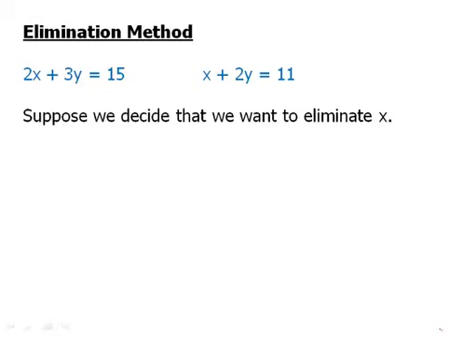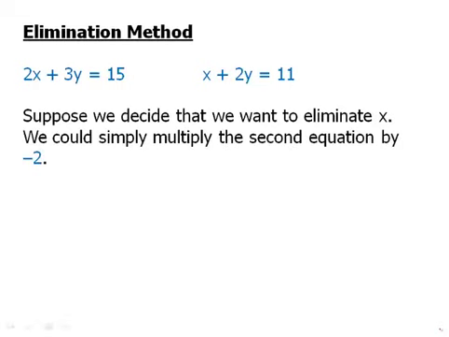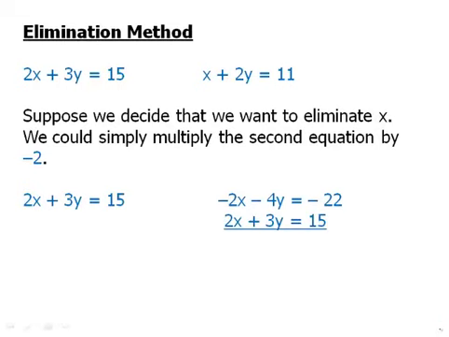If we want to eliminate x, a very convenient way to do that would be to multiply the second equation by negative 2. So every single part of that second equation gets multiplied by negative 2. Then we'll add the two equations. The negative 2x and the positive 2x will cancel. We'll get negative y equals negative 7. Multiplied by negative 1, we get y equals 7. Then we could plug in and solve for x. So that is one way to solve using the elimination method.